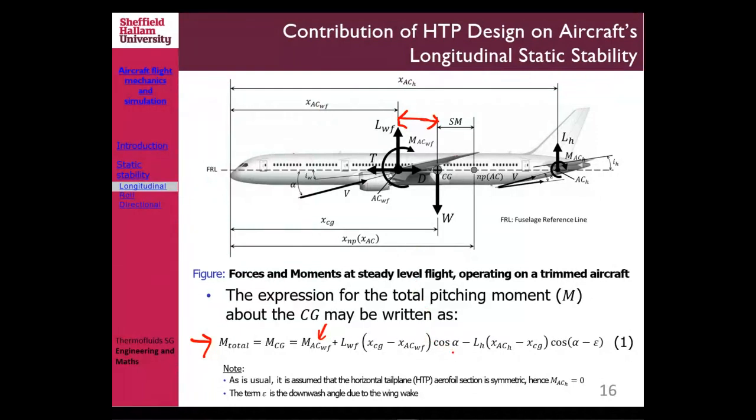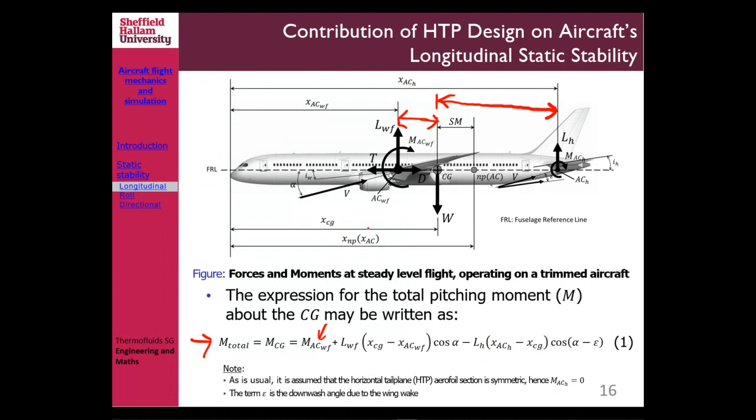But now we still consider if there is an alpha increase, so we also have cos alpha. Remember, the sign is plus or minus. If you're going that way it is positive, but if you're going that way it is negative. So the lift from the horizontal tail will give you a negative moment, so minus the lift of your horizontal tail. Now the distance is obviously the horizontal tail's xac subscript h minus xcg.